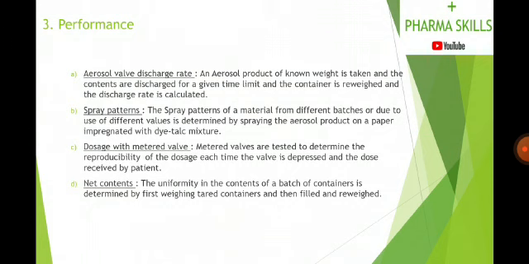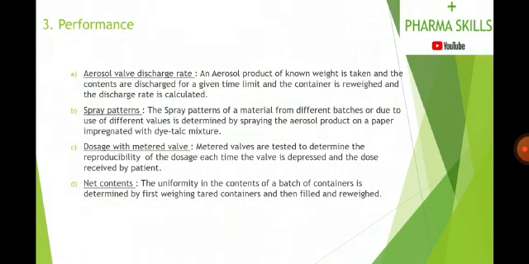Dosage with metered valves. Metered valves are tested to determine the reproducibility each time the product is dispersed. Every time the product is dispersed, the same amount of drug should be dispersed. That is reproducibility. Reproducibility is determined by spraying the contents of one or two doses in a solvent or onto a material that absorbs the active ingredient. The solvent is then assayed and the amount of active ingredient is determined.